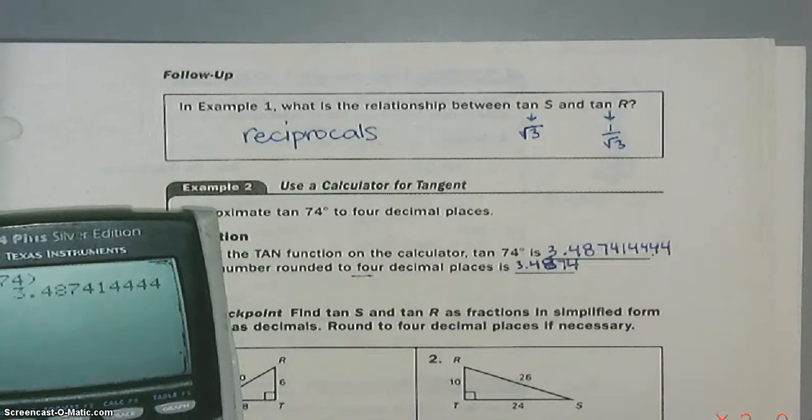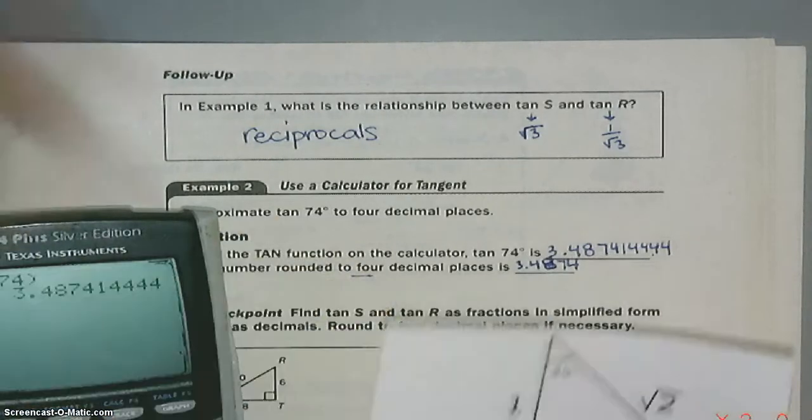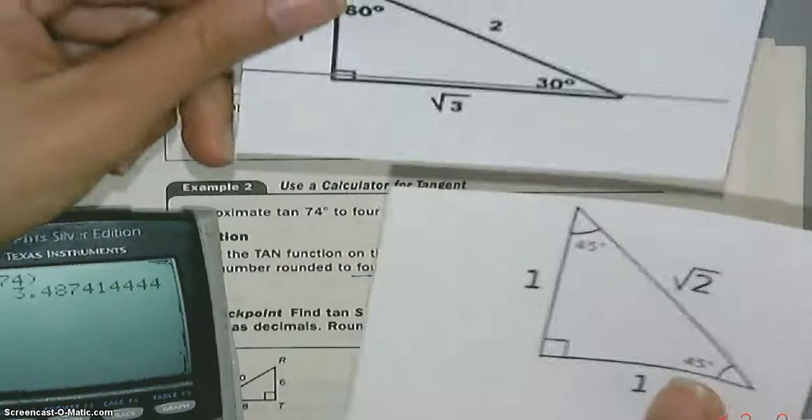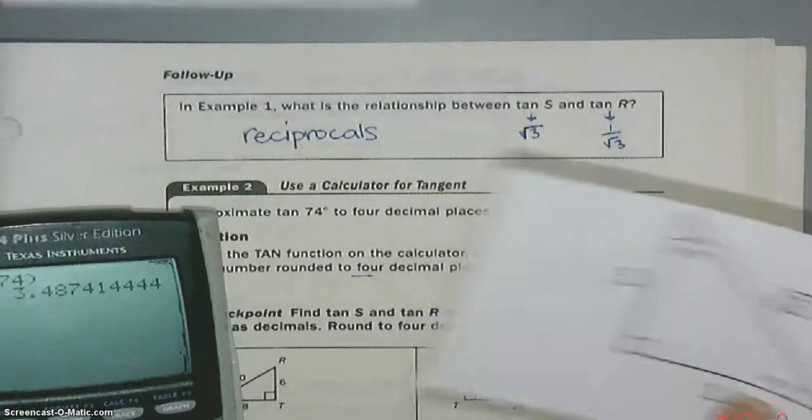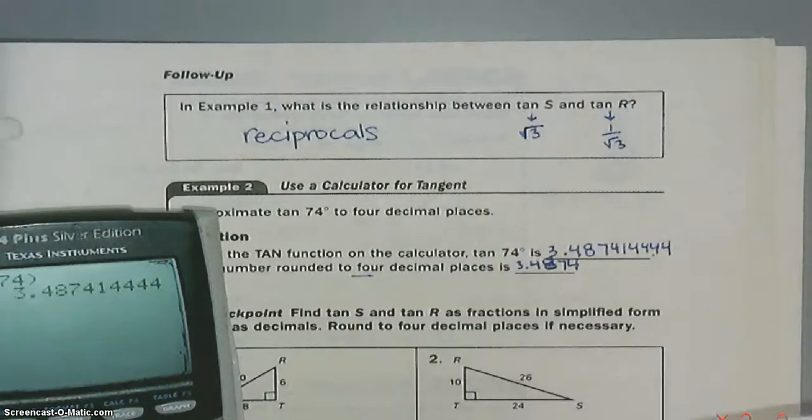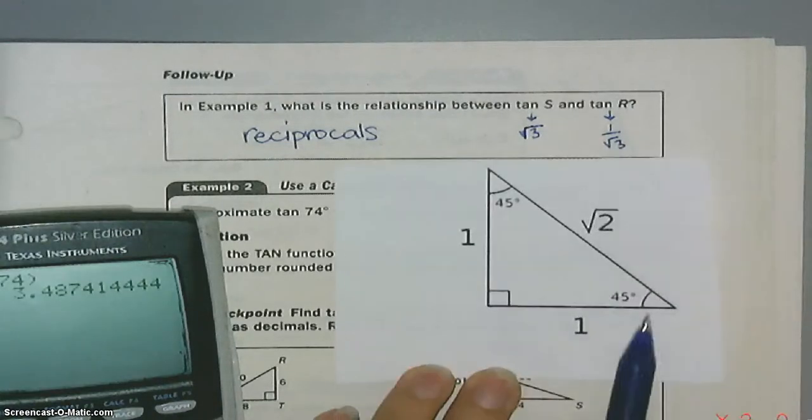So we don't have to get a bunch of these triangles because our calculator already knows the pattern. It already knows the ratio. Let me give you another example. Let's say we're standing at 45. What's the tangent of 45?